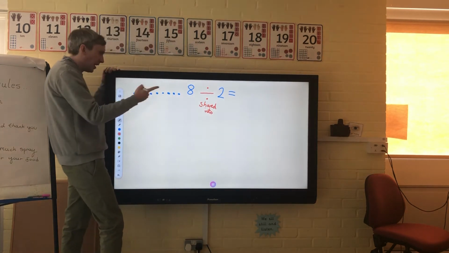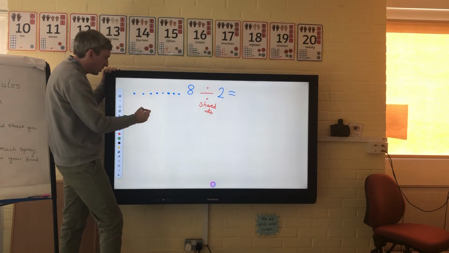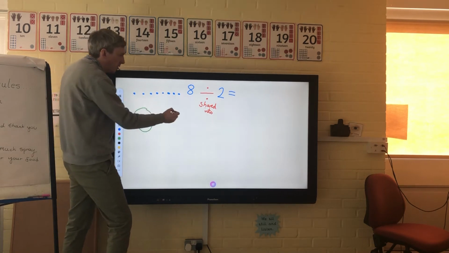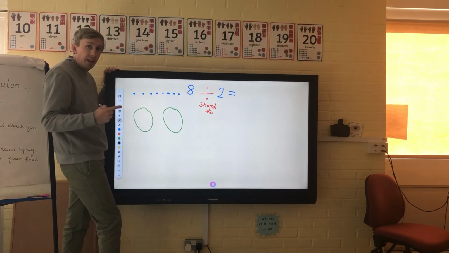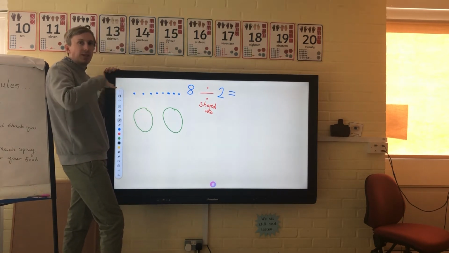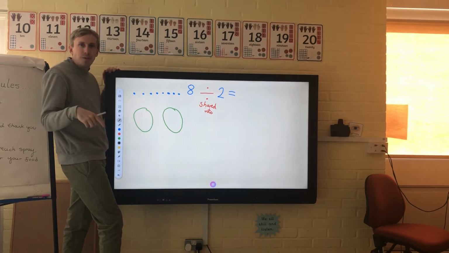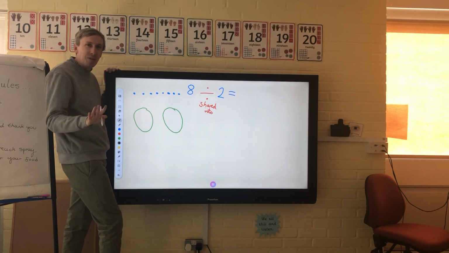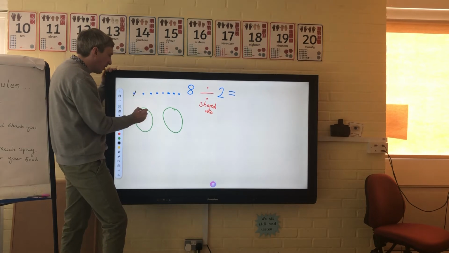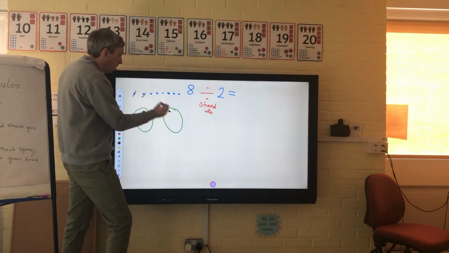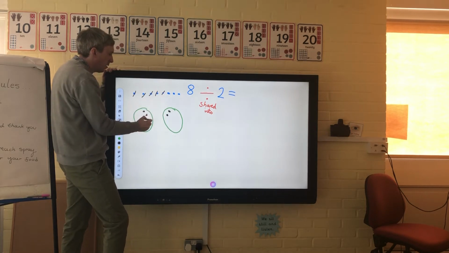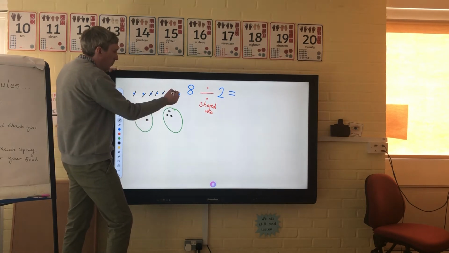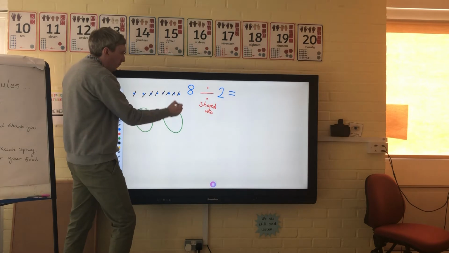So I've got 8, I've shared them into 2 equal groups. So let's make my 2 equal groups. Again, doesn't really matter as long as you've got 2 equal groups. And now I'm going to share them out. So sharing is 1 for you, 1 for you, 1 for you, so we get the same. Yeah, we kind of know that that goes back to reception when we're sharing things with other people, or if you're sharing with your brothers and sisters at home. So 1 for you, 1 for you, 1 for you, 1 for you, and so on.